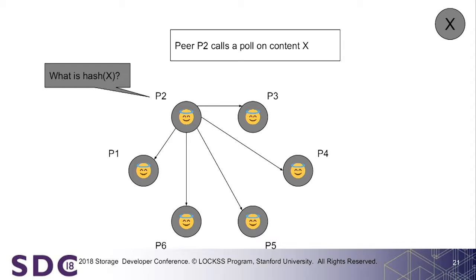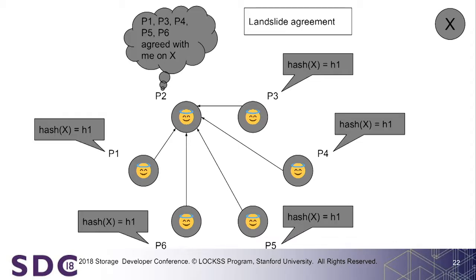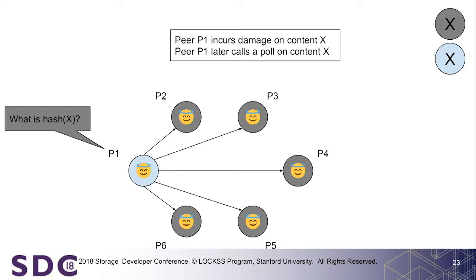It does the same thing. What's the hash of X? They still all agree on X, so they all say H1. So it remembers that P1 and P3 through P6 have agreed with it also on X. So that's what we call landslide agreement.